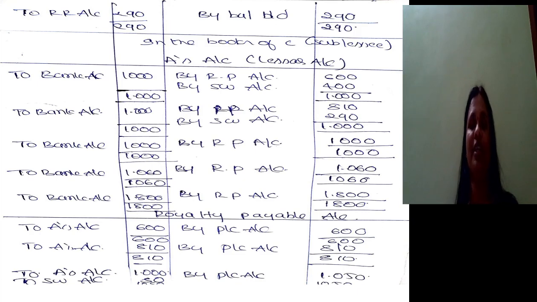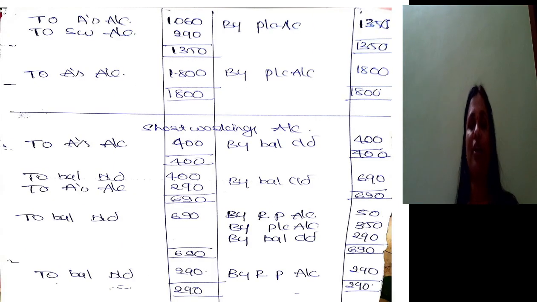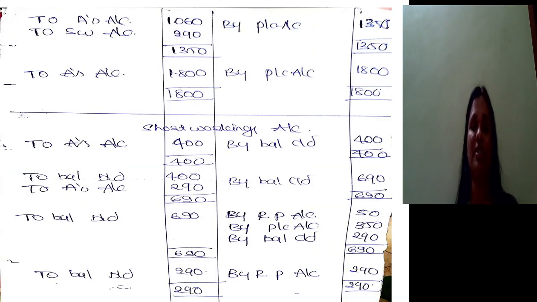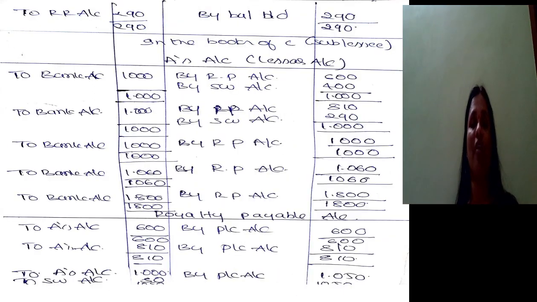Then the fifth year there is excess, but the excess is not made use of to recoup short working. So royalty payable account debit to A's account 1800. It should be closed by transferring it to profit and loss account. In A's account by royalty payable 1800. So A will be paid by C. So in the books of C, A's account debit to bank account 1800. So A's account gets closed. So that's all. This is how to prepare accounts in the books of C, that is the sublessee.